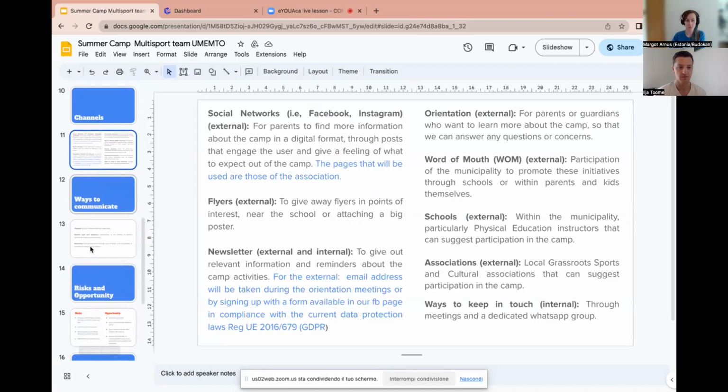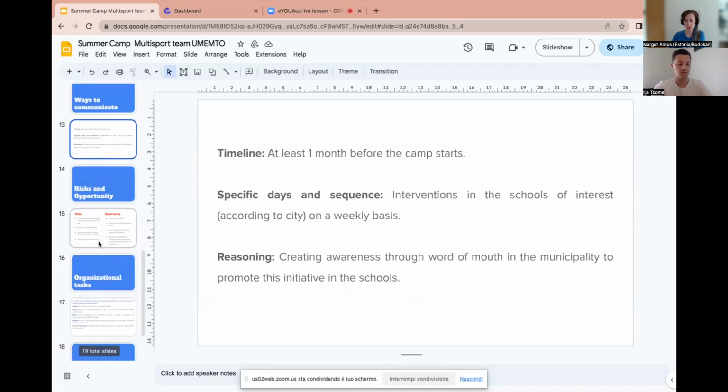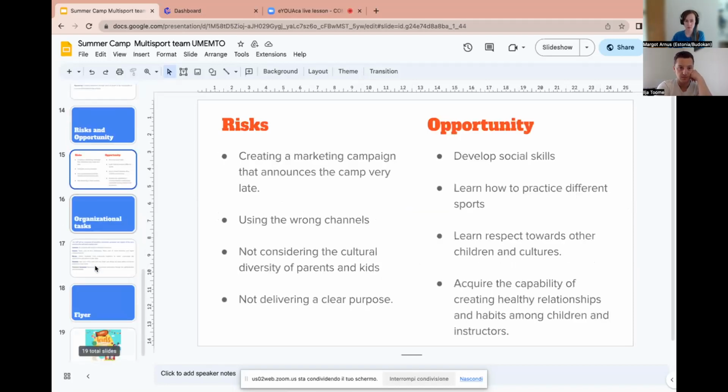Then the flyers, the social media, and the newsletter are secondary to us, because it's mostly direct communication. We have a few ways of communicating. We anticipated 1 month before the camp starts, because we're going to mostly do these meetings and events just 1 month beforehand, to create the hype right at the moment before the camp starts. Then the risks and opportunities, I already explained.